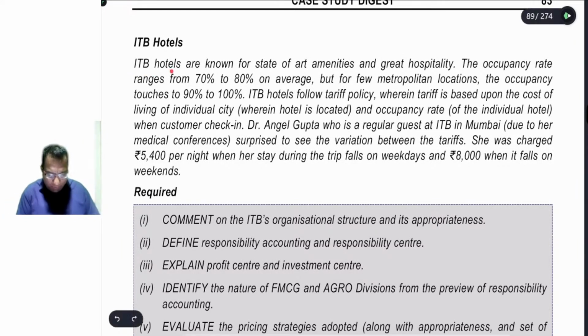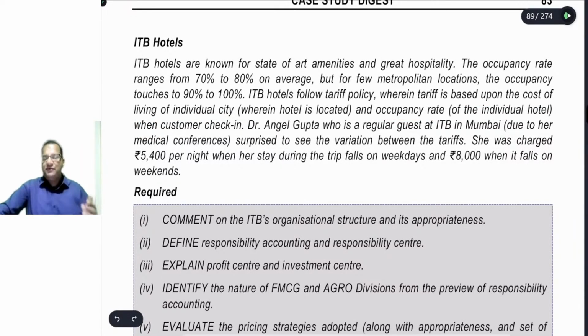ITB hotel are known for state-of-art amenities and great hospitality. The occupancy rate ranges from 70 to 80% on average, but for a few metropolitan locations, the occupancy touches 90 to 100%. City to city depend करता है occupancy rate. Company follow tariff policy, wherein tariff is based upon the cost of living of individual city and occupancy rate when customer check in. ठीक है.